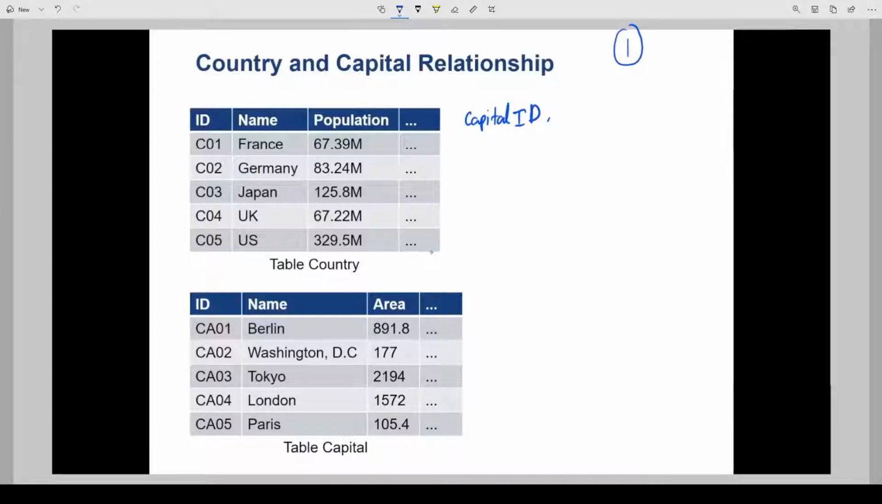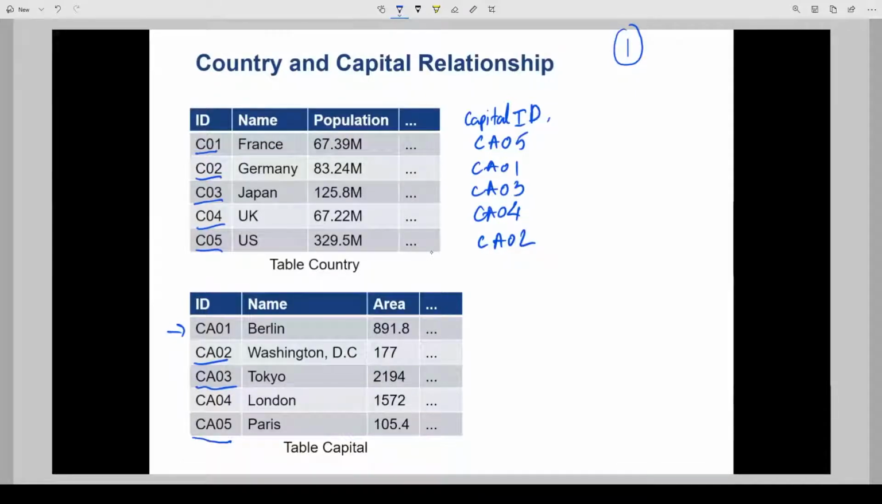Let's see. C01 is France. We know that the capital of France is CA05, Paris. Germany is CA01, Berlin. Japan's capital is Tokyo, so CA03. And UK is London. Is it done? US is Washington DC. So we can store the relationship. Very good. So let's check.